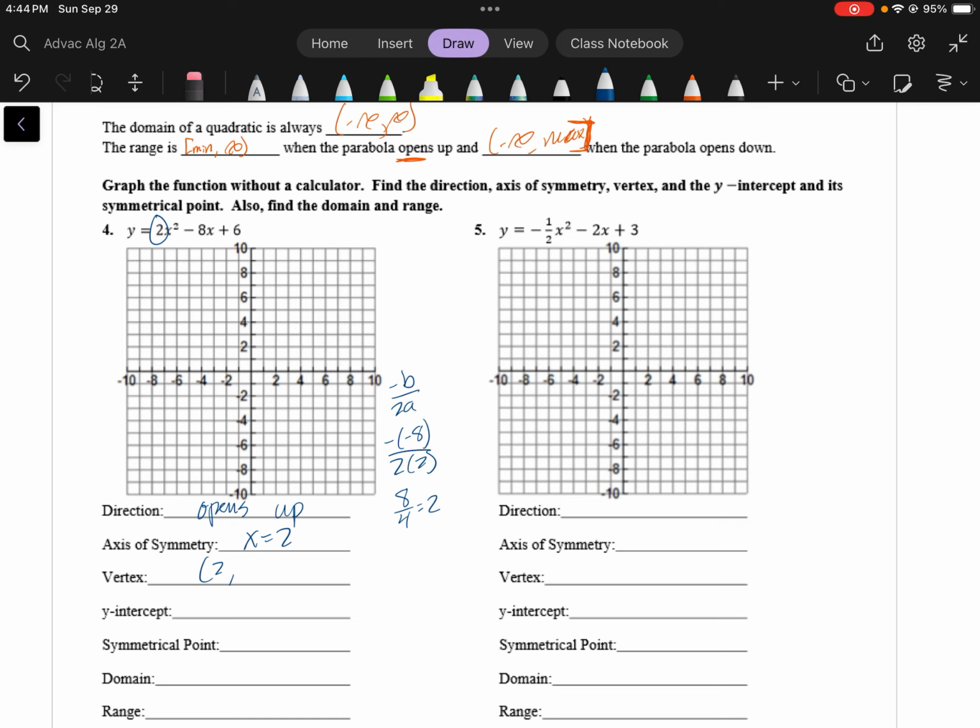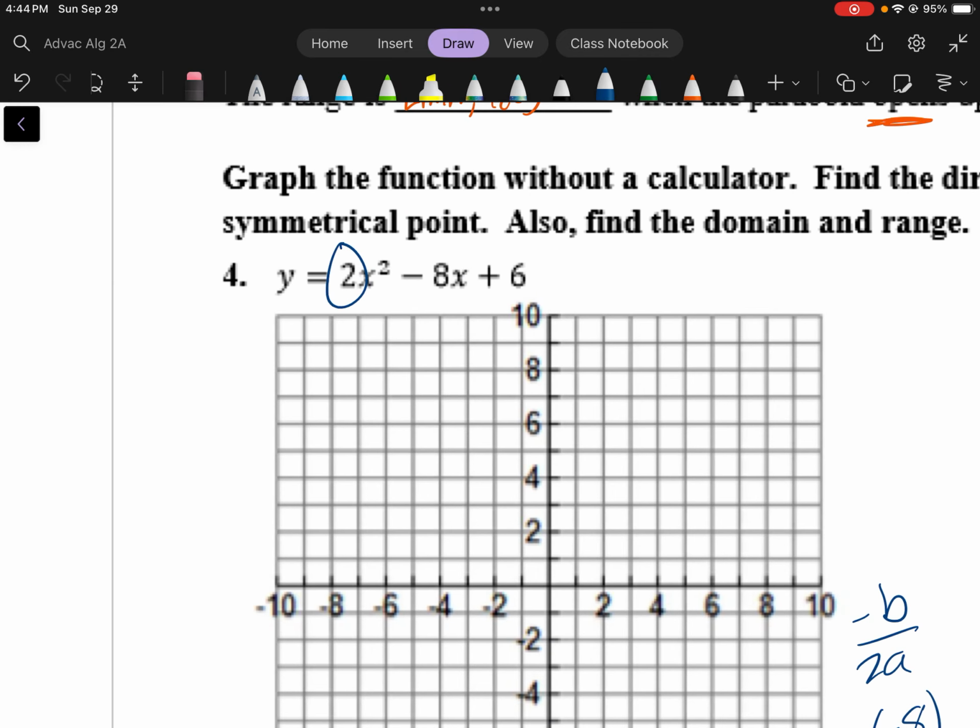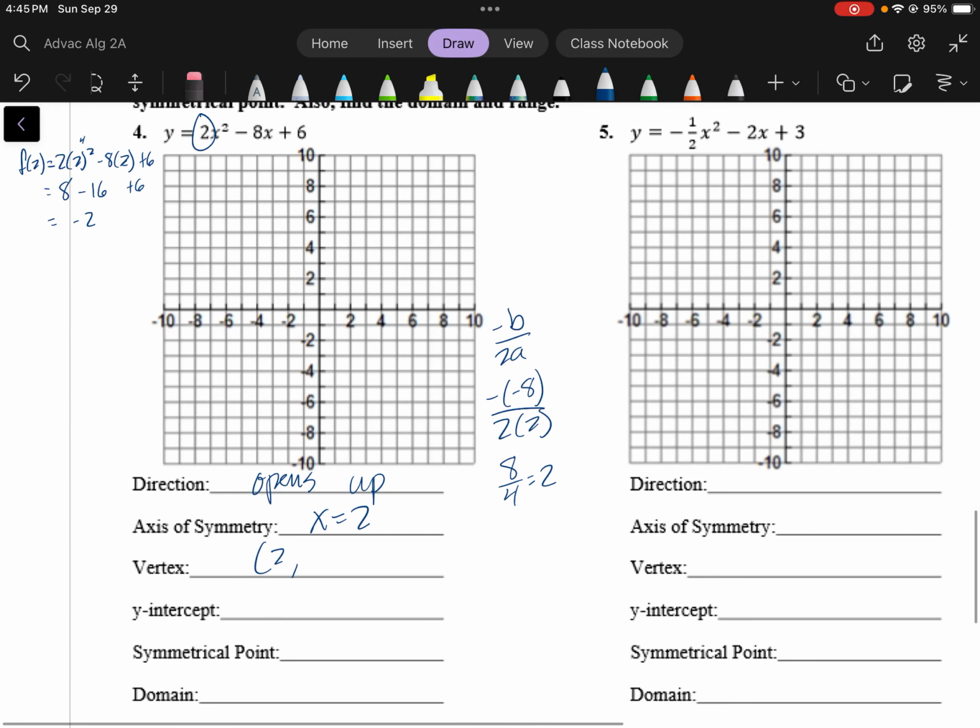So now we need to go and calculate the y value for the vertex, and the way to do that is just by plugging it in. So we're going to plug in 2 into this equation. So it'd be f of 2 equals 2 times 2 squared minus 8 times 2 plus 6. So 2 times 2 is 4, times 2 would be 8. Negative 8 times 2 is negative 16, plus 6. Combine those, and we're going to get negative 2 for our vertex.